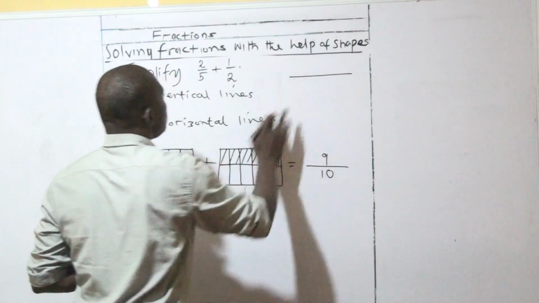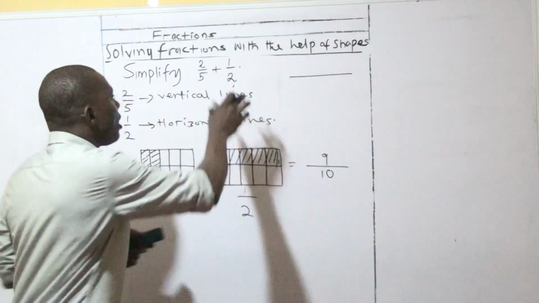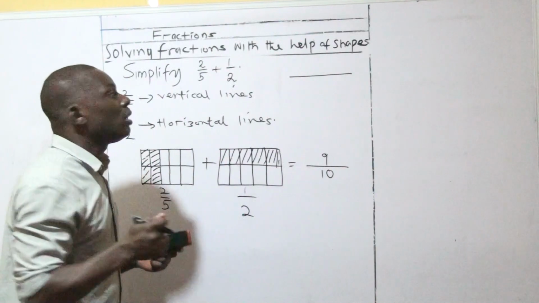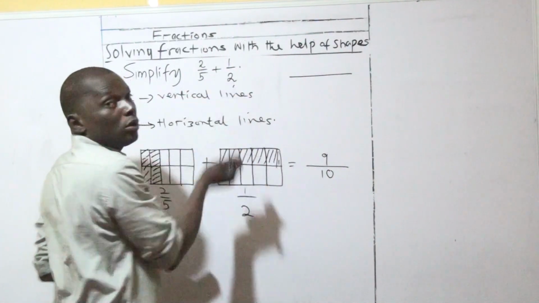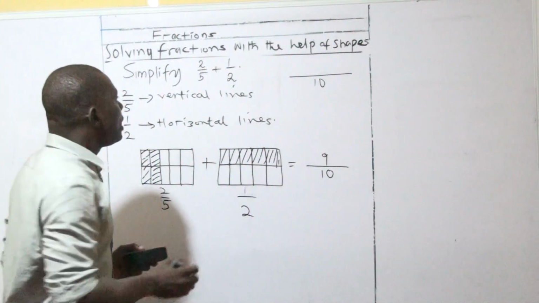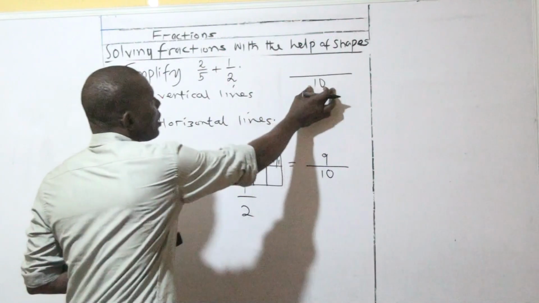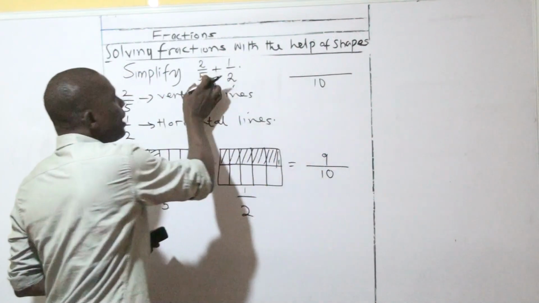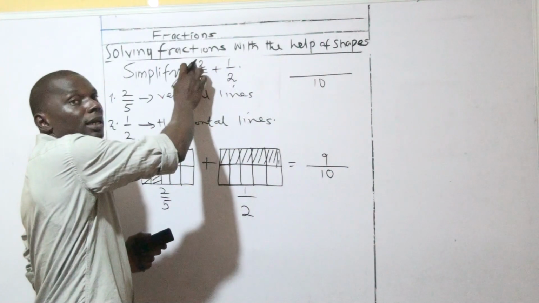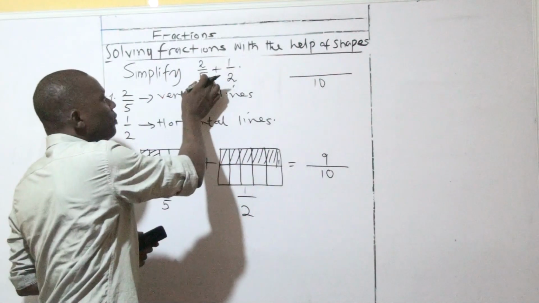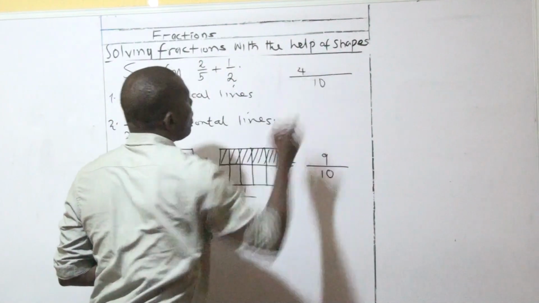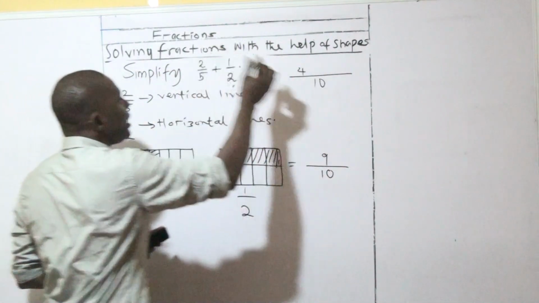So LCM of 5 and 2, because these two numbers are prime numbers, we can obtain their least common multiple by just looking for their product, which is 10. Okay? Then the next thing is that you pick this LCM, you divide it by the denominator of this fraction. The result so obtained, you multiply it by the numerator. So 10 divided by 5 is 2. 2 times 2, that gives 4. Okay? And our operation sign here is addition.